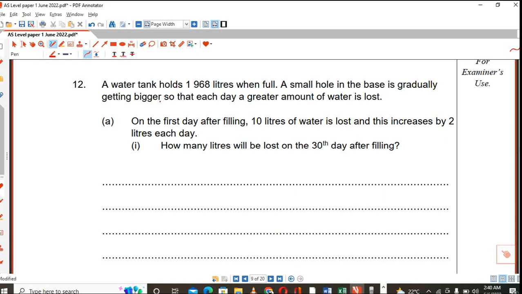Right. Question 12 says a water tank holds 1,968 liters of water when it's full. A small hole in the base is gradually getting bigger so that each day a greater amount of water is lost. On the first day, so you have day 1, okay? You have day 2, you have day 3, perhaps I'll put day 4, and so on.